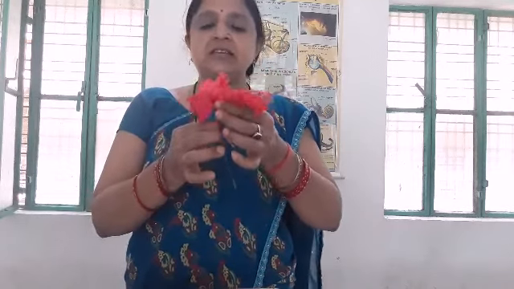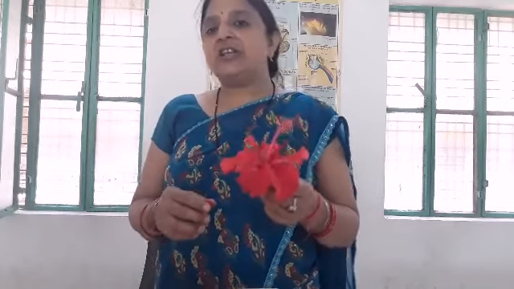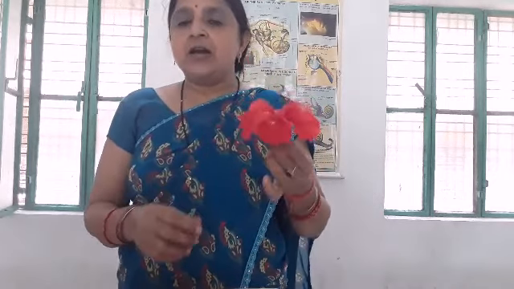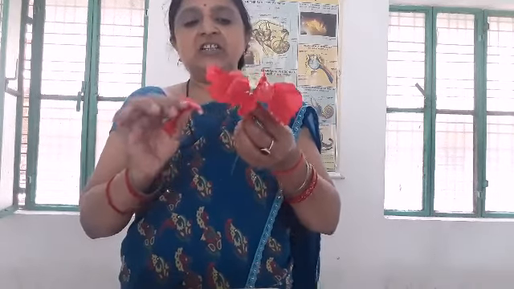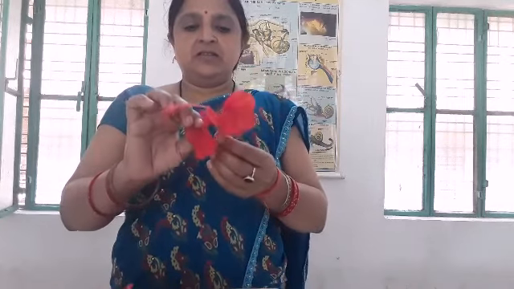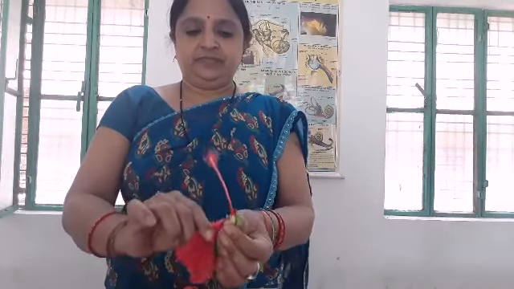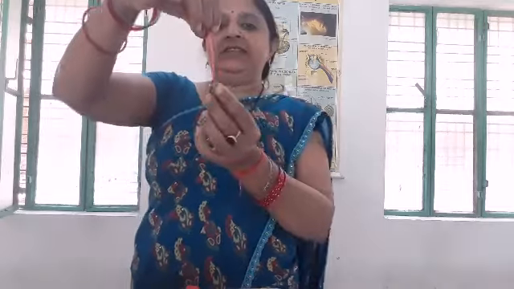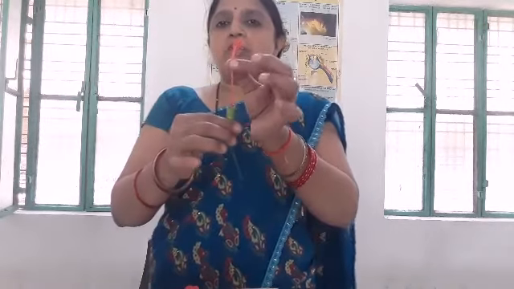Now these are the non-essential parts of the flower. Non-essential means they only help in the process of reproduction and do not take part in it, so they are called the non-essential parts of the flower. Now let's study the essential part of the flower. This is the reproductive part of the flower.